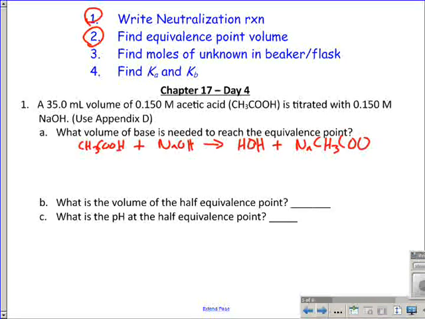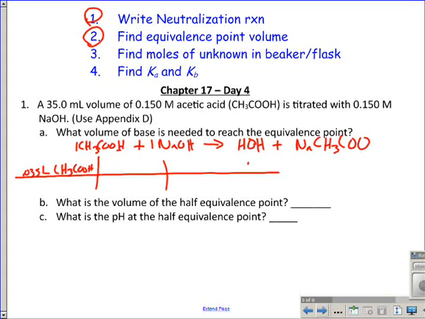Next, find my equivalence point volume. Well, I need my balanced equation to do that. I've got it. It's a 1-to-1 stoichiometry. So this is going to look just like what we did on the previous problem. We start with our known information. We have 35 milliliters of acetic acid, which is 0.035 liters of acetic acid. Stoichiometry means 3 steps, so I'm going to do a 3-step problem here, and that will give me the liters of my NaOH at the equivalence point.